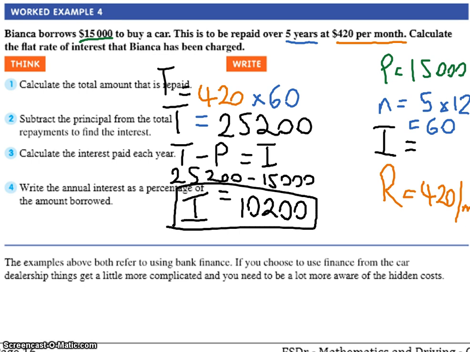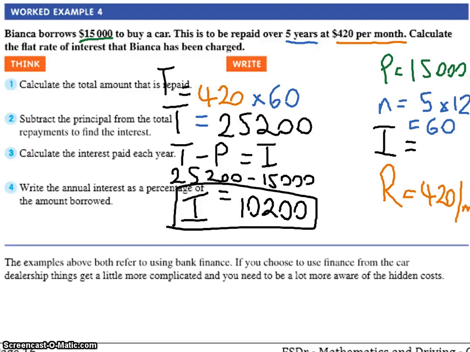Yeah? By knowing how much she paid per month, we calculated how much she paid in total. Then we took away how much she borrowed from the total that she paid. And what's left is the interest that she had to pay on top of what she borrowed. So she borrowed 15 grand, but she paid back 25,200. So she had to pay 10,200. All we've done is find the amount of interest she's paid.